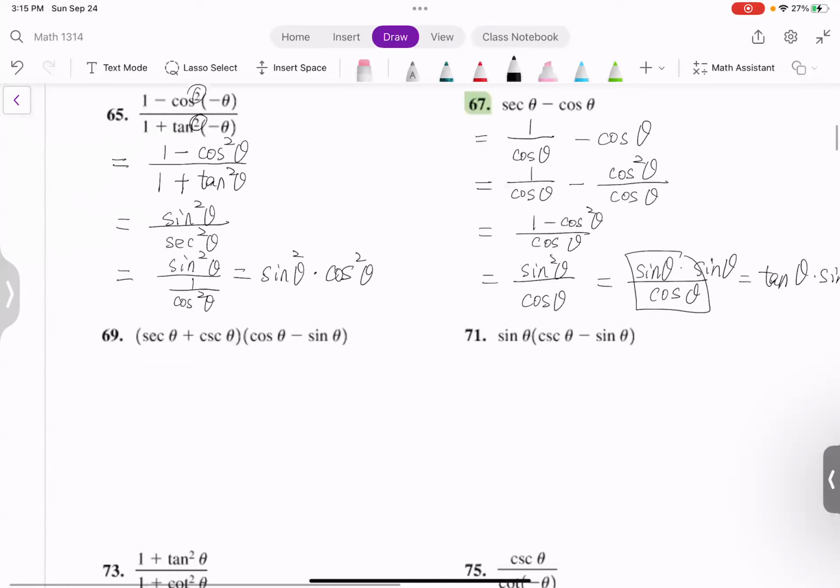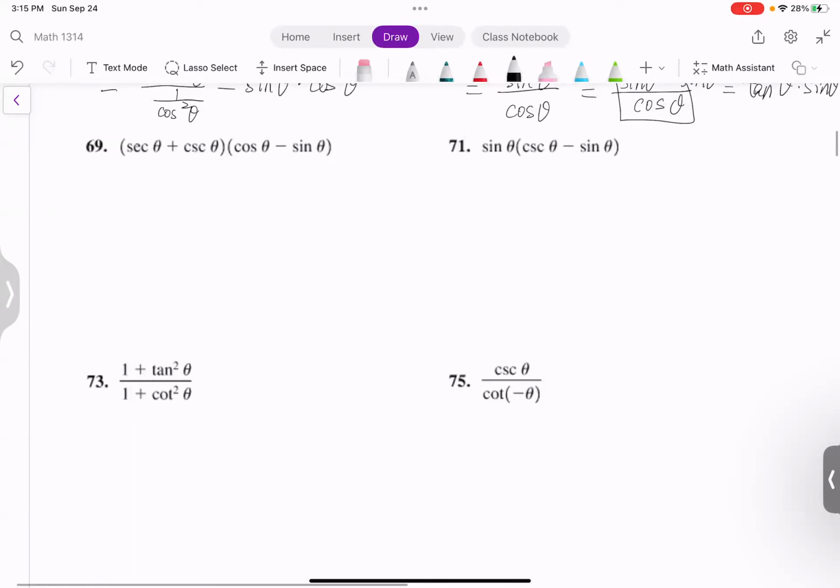Okay, let's see. Next one. Secant theta plus cosecant theta times cosine theta minus sine theta. Okay, how to simplify this? So I can follow it. You can also convert secant and cosecant into the sine and cosine. So you have so many methods to solve this. If I want to follow it, how to expand the expression?